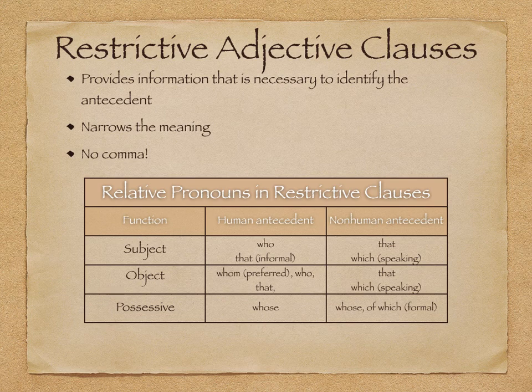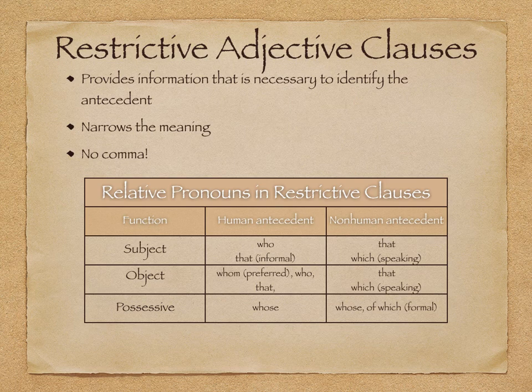If it's the subject of the clause and it's a human, we use who as our connecting word. You can also use that, but it's very informal to use that for a person. If it's not a person, we use that as our connecting word. You can also use which, but that is not acceptable in writing. If you're writing, you should be using the relative pronoun that for relative clauses. However, you will see which used in speaking.